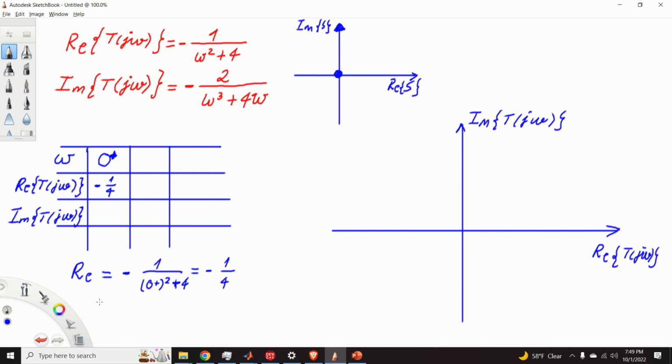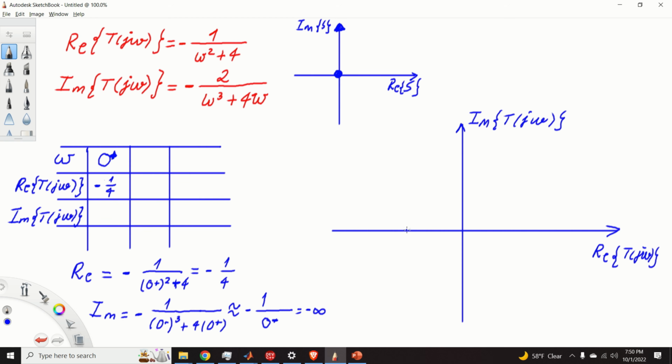Let's see what happens with the imaginary part. So the imaginary part becomes minus 1 over 0 plus to the power 3 plus 4 times 0 plus, and this is approximately equal to minus 1 over 0 plus to the power 3, and this becomes minus infinity. So we basically obtained the first point.